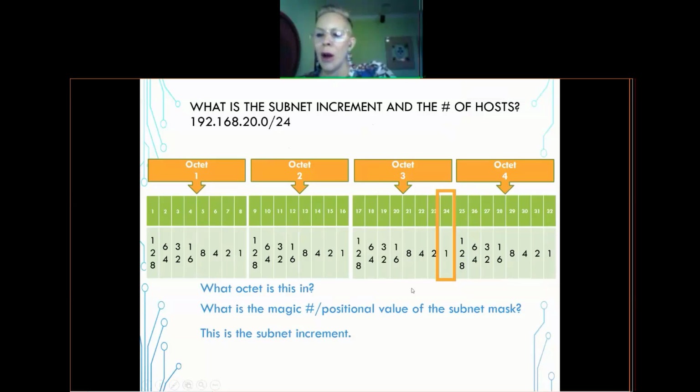Okay, so how many host bits are there? How many host bits are there in a /24? I have 8 host bits, so how many usable addresses could I get from a /24? Okay, 254.